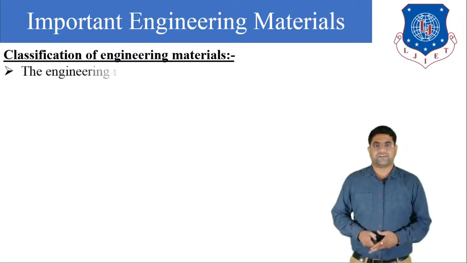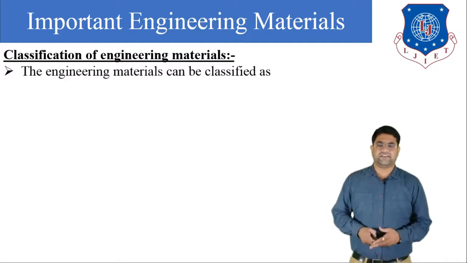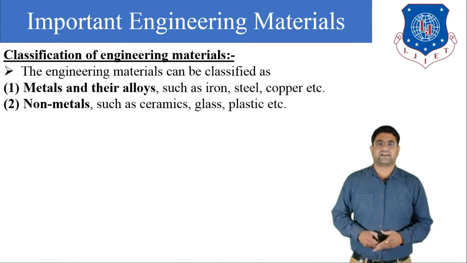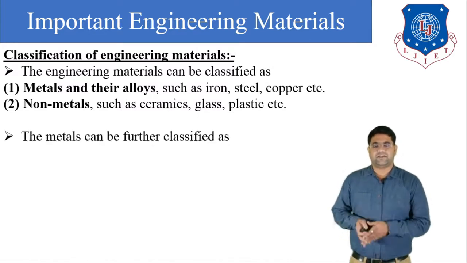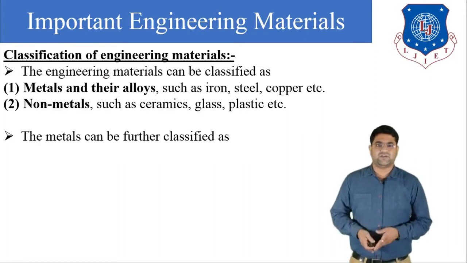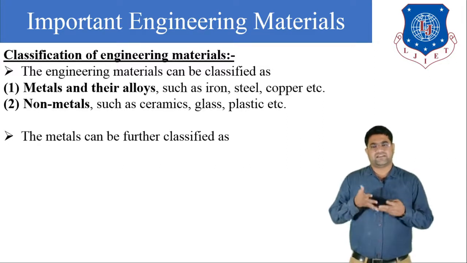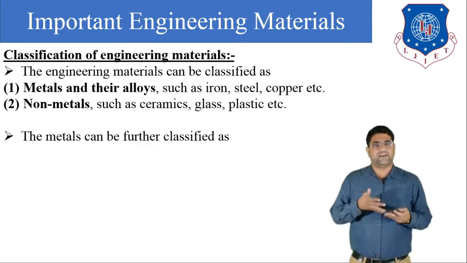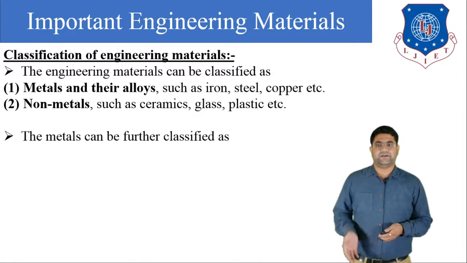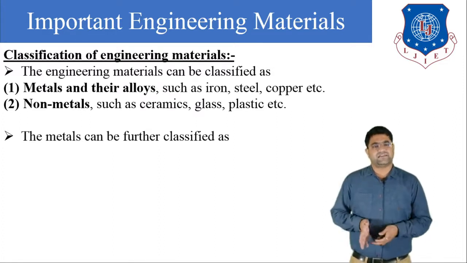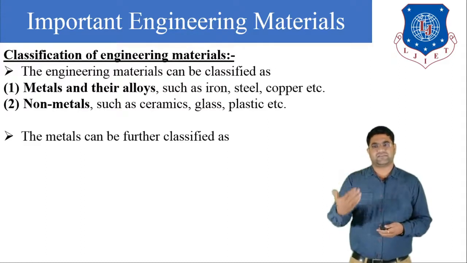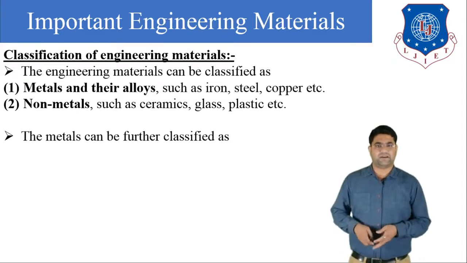So our first topic is the classification of the engineering materials. Generally the engineering materials are classified as metals and their alloys, and second is the non-metals. In the metals such as iron, steel, copper, aluminum, all this we will discuss in this chapter. Non-metals like ceramics, glass and plastic, that we will also discuss in this chapter. So we will discuss the metals and the non-metals.